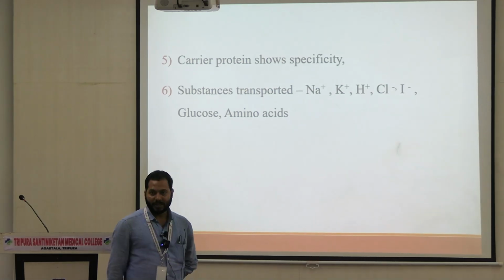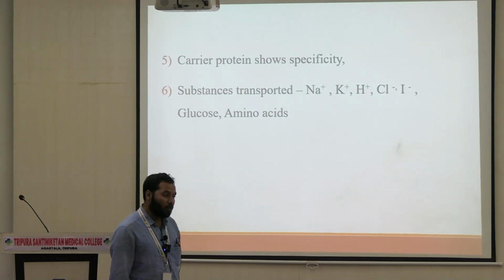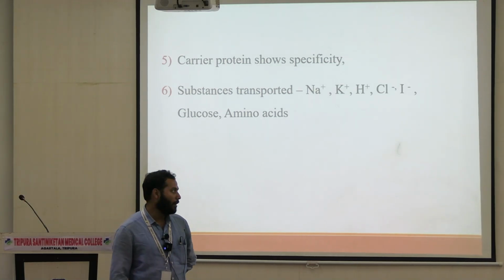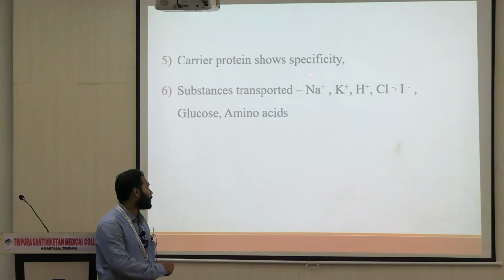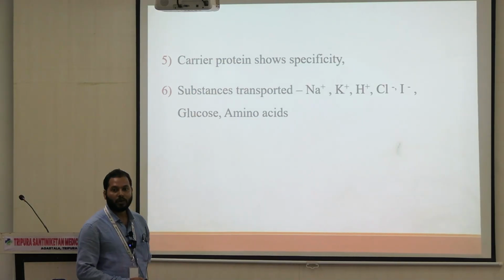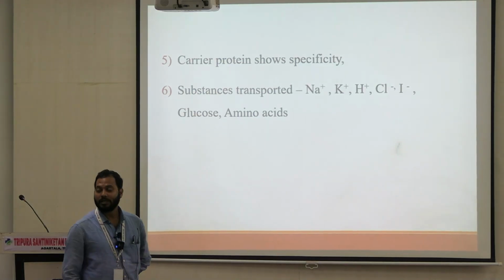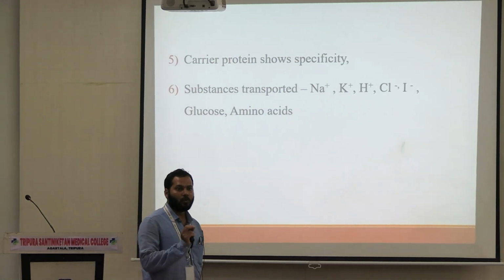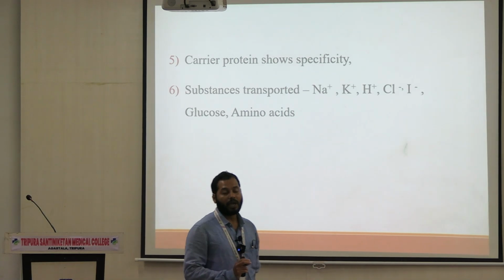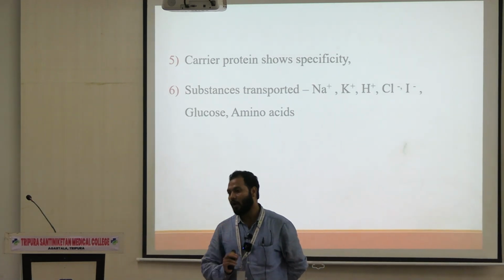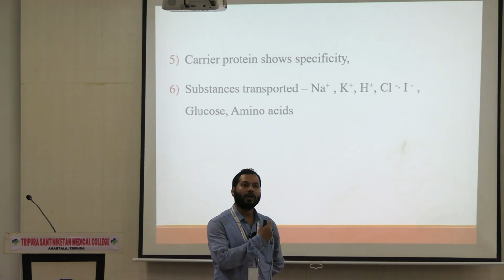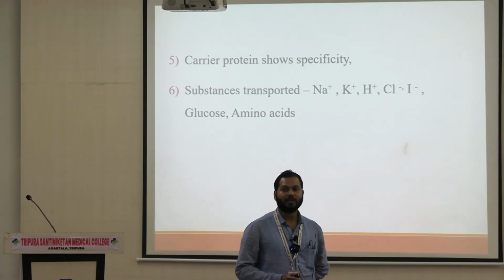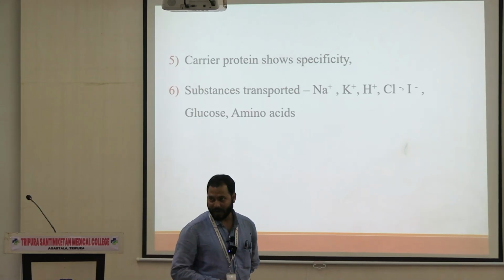The most important substances that are transported by active transport across cell membranes are sodium ions, potassium ions, protons, chloride ions, and some other ions, along with some other substances like glucose and amino acids. So these are the most important types of ions and large size molecules which are used for the transfer of molecules from one side of the cell to the other. They generally use the active transport mechanism.